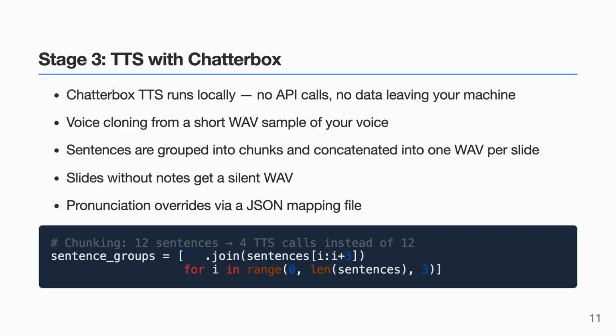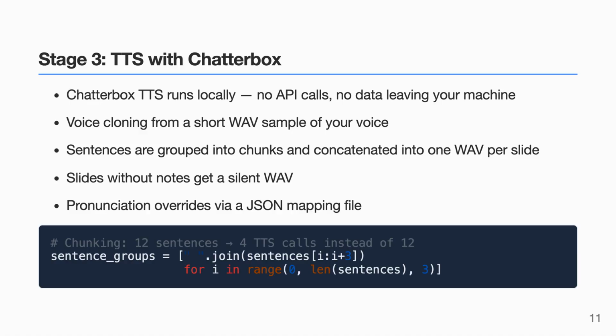Chatterbox is a neural TTS model that runs on your local GPU or CPU. You give it a wave sample of your voice, and it clones you. Each chunk comes back as a tensor. We concatenate them with torch.cat, one wave per slide. Slides with no speaker notes get a silent wave, just a RIFF header and zeroed samples.